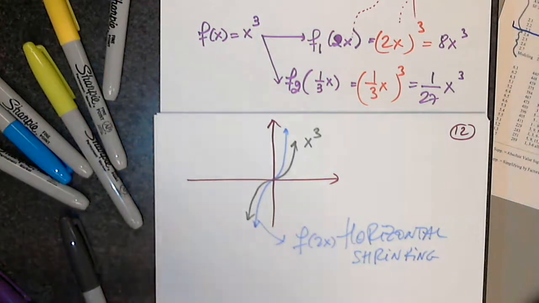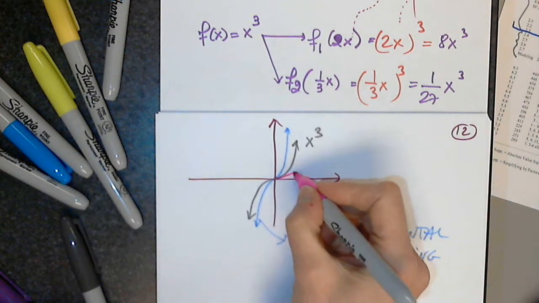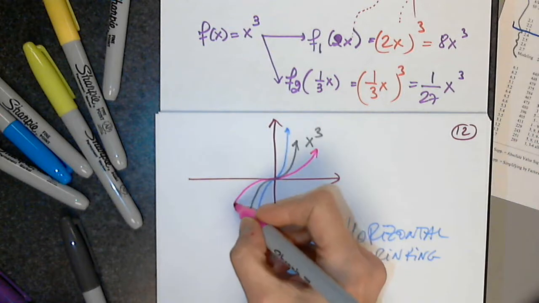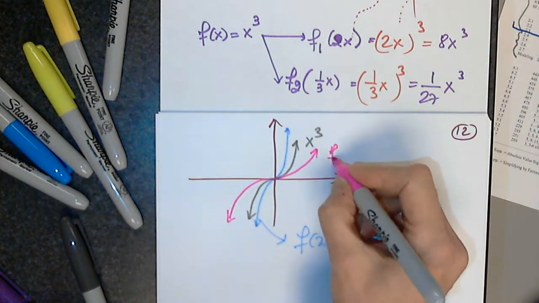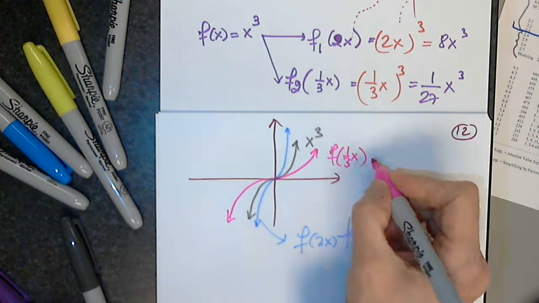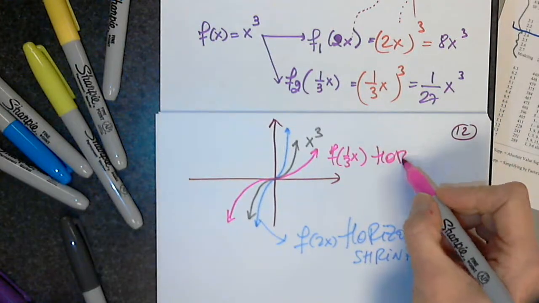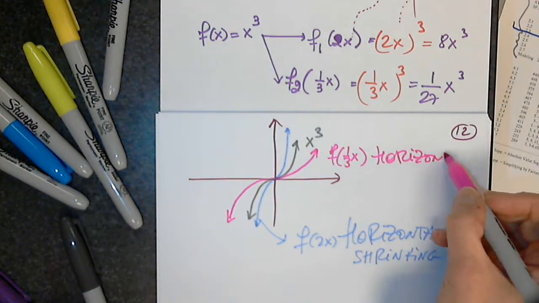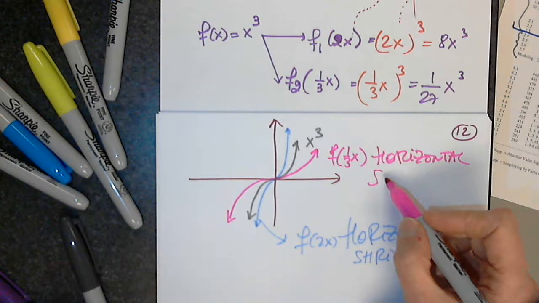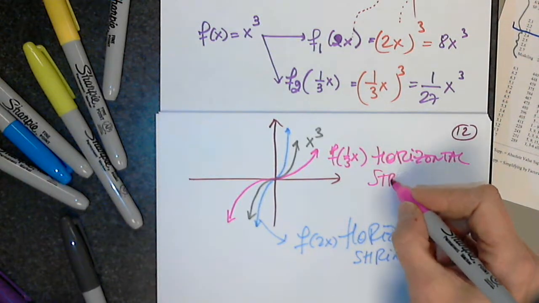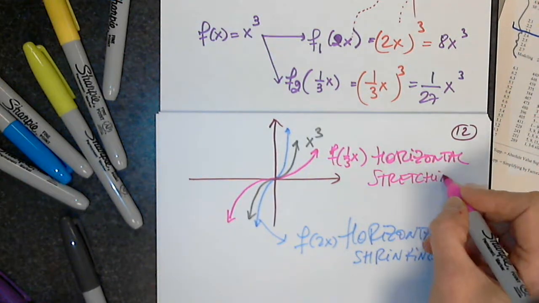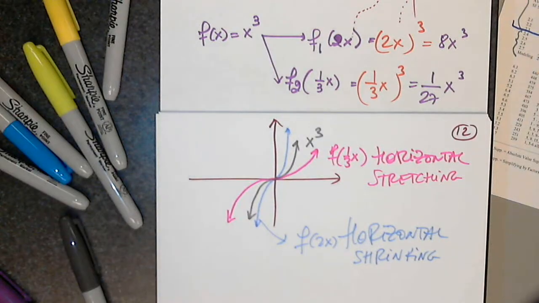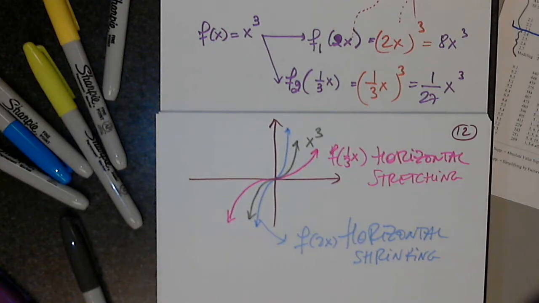Okay, and the other one, I'm exaggerating. So f of 1/3 x is a horizontal shrinking. I'm sorry, stretching of the graph. Okay. Any questions? Any questions?